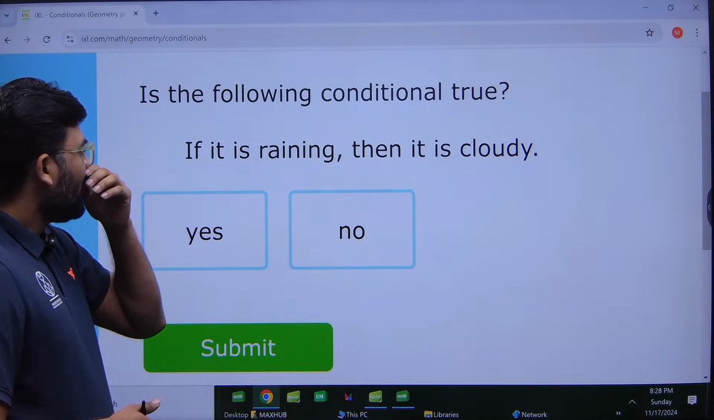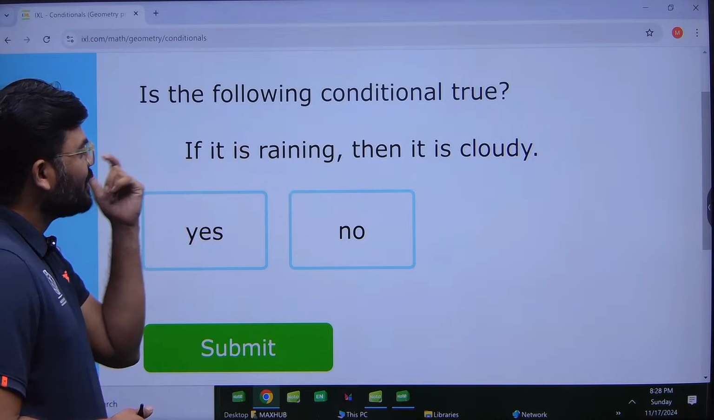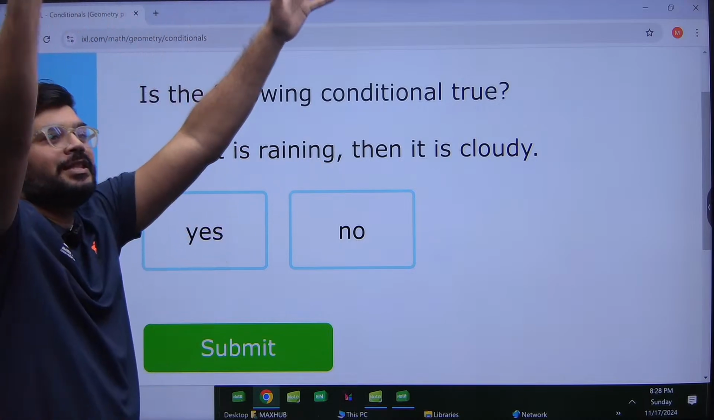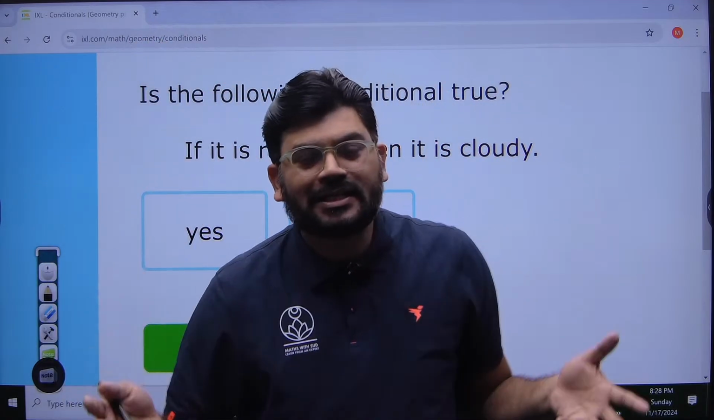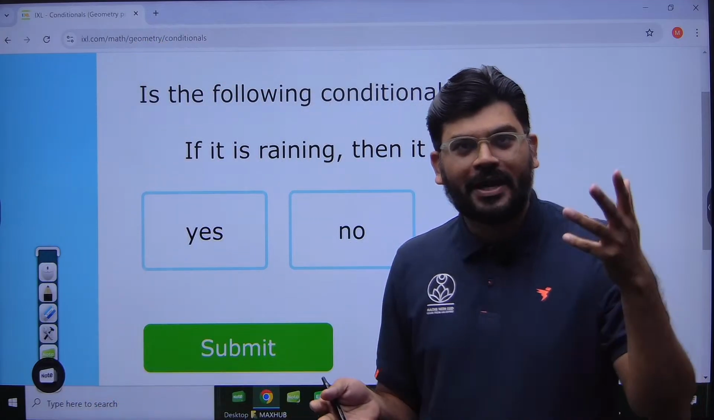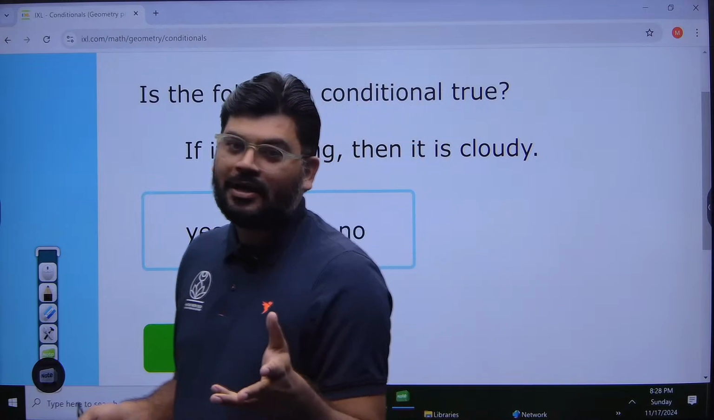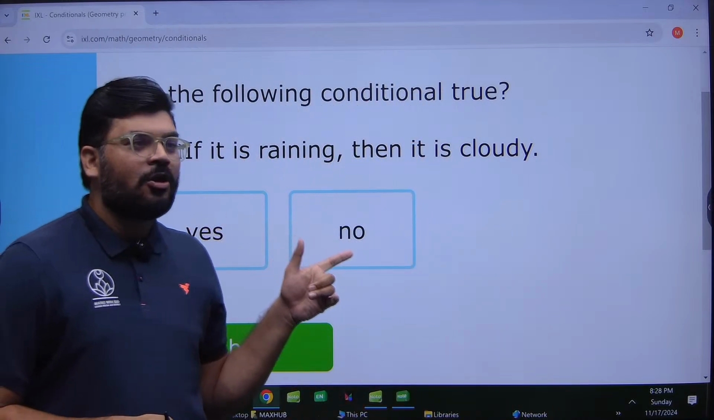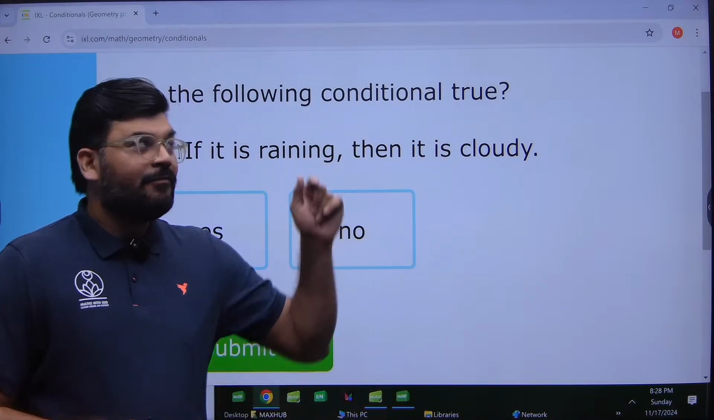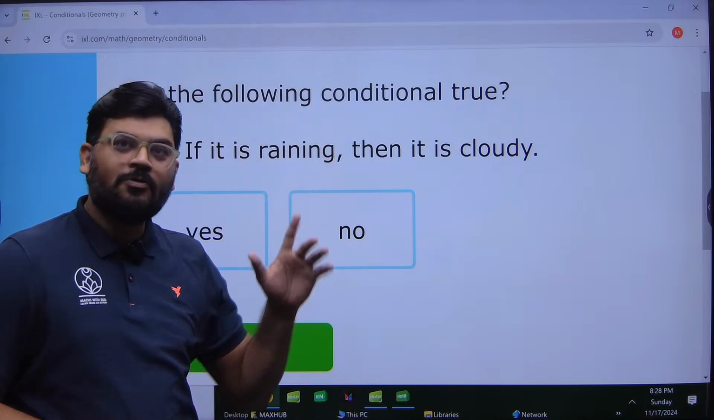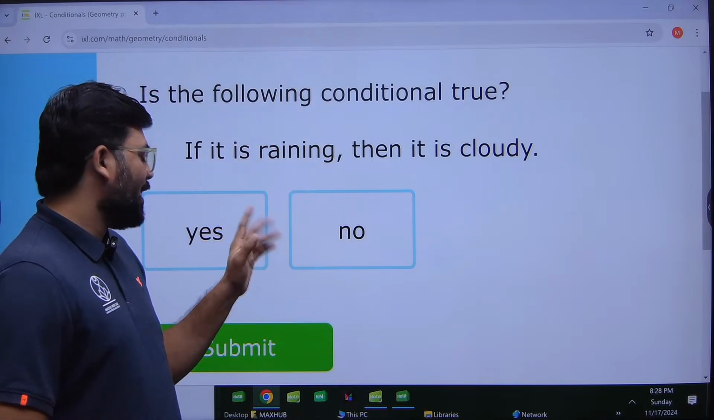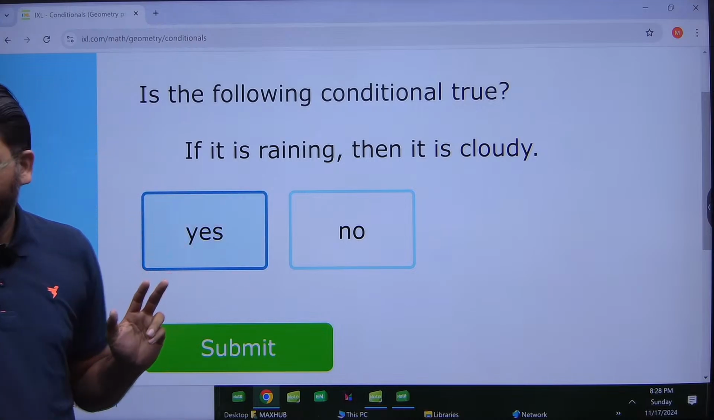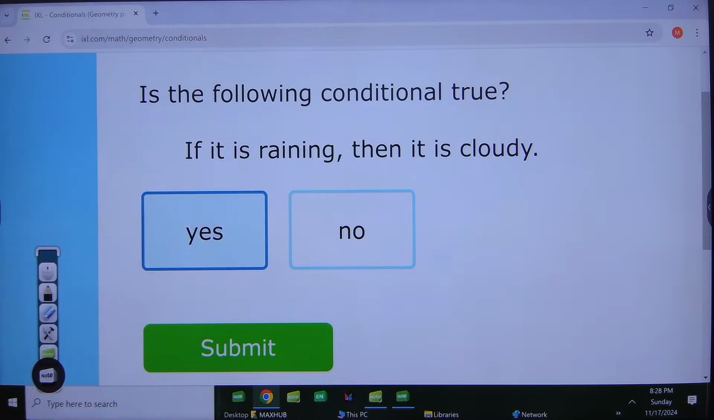But that is not what they are saying. They are saying if it is raining, then the clouds are there. So, can we have rain in a clear sky? I think if we go by the logic, there cannot be rain without the clouds. So if it is raining, then we can say it is cloudy. I think it is yes. It may be wrong. Let us check it out.